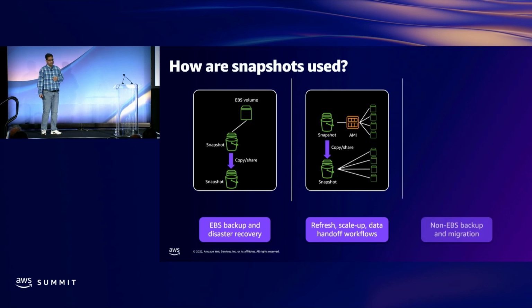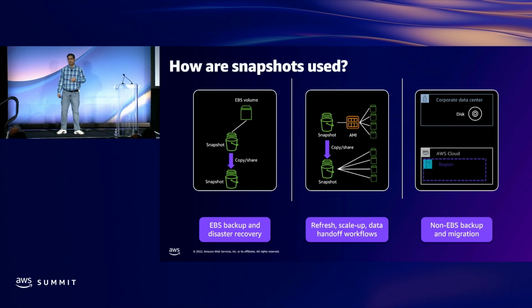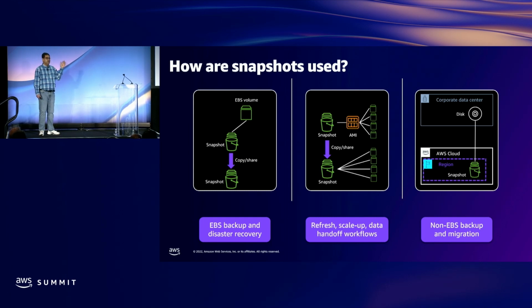The third use case is really something new, and we'll cover it later today: non-EBS backup and migration. Here, customers are on premises, have a disk, and from that disk they are able to migrate directly into a snapshot. So when we think of the use cases, it's those three pillars: backup and DR, refresh and scale-up and handoff, and non-EBS backup and migration.